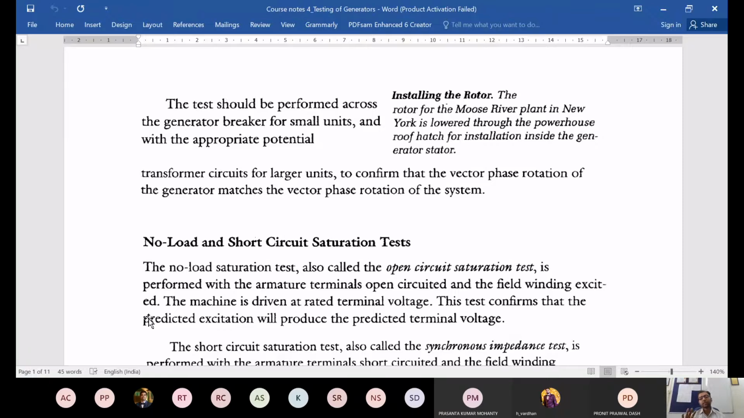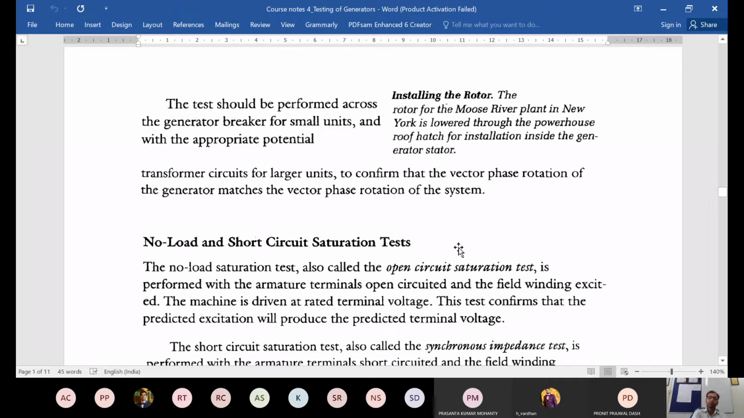So you are inducing the EMF. There is this EMF EA which is induced, but there is no current flowing. At the terminals, the same EA is present. There is no IA flowing, so there is no voltage drop in the armature resistance and the synchronous reactance. Whatever EMF is induced, that entire EMF appears across the terminals. And the machine is driven at the rated terminal voltage. So this test confirms that the predicted excitation will produce the predicted terminal voltage.